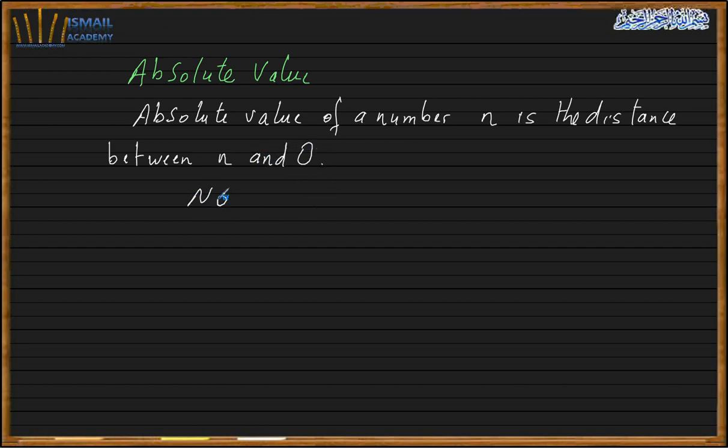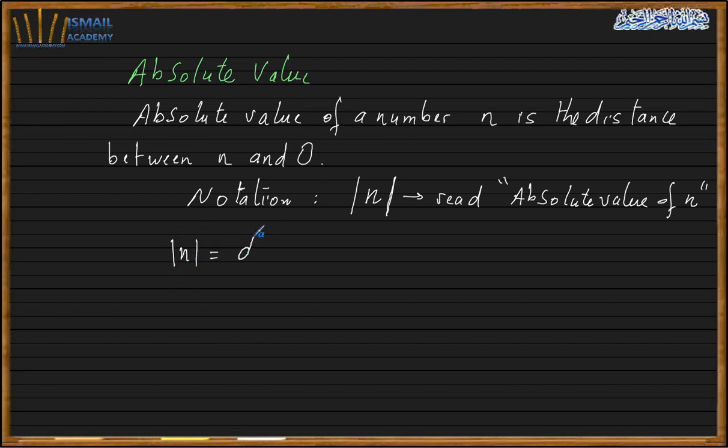And the notation of absolute value of n, so we use this notation, absolute value n, so we just put two parallel bars and we put the number between them. So this is read absolute value of n. So in other words, that means the absolute value of n in fact is the distance of n from 0.